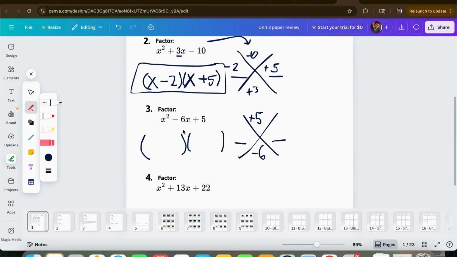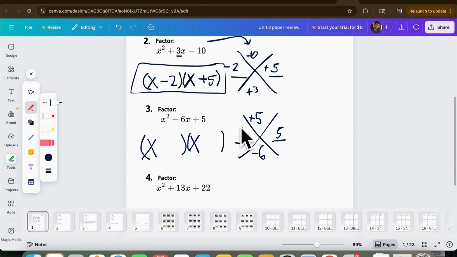3 times 2 is 6, that's true, and 3 plus 2 is 5, that's also true. But we are trying to multiply to 5 and add to 6. So what multiplies to 5? There are actually only 2 numbers that do it: 1 and 5.